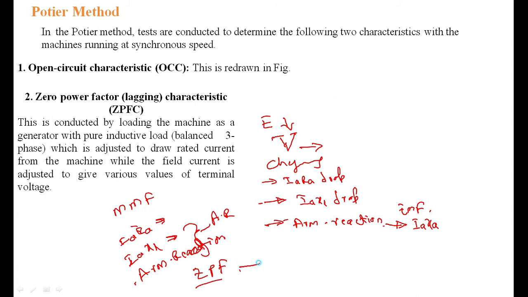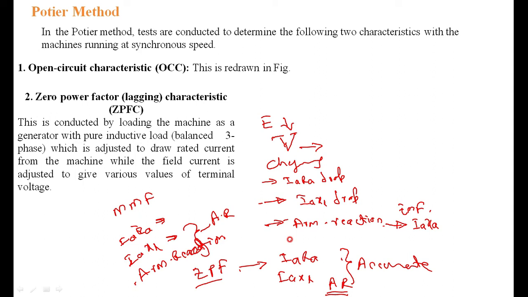method, what we are doing here is we are treating IRA drop as it is, as in the case of other two methods, and IXL drop is taken as IXL drop itself, whereas the armature reaction is treated separately as an armature reaction only. Therefore, the ZPF method is most accurate compared to the EMF method and the MMF method, because we are separating the armature reaction and leakage reactance drop.